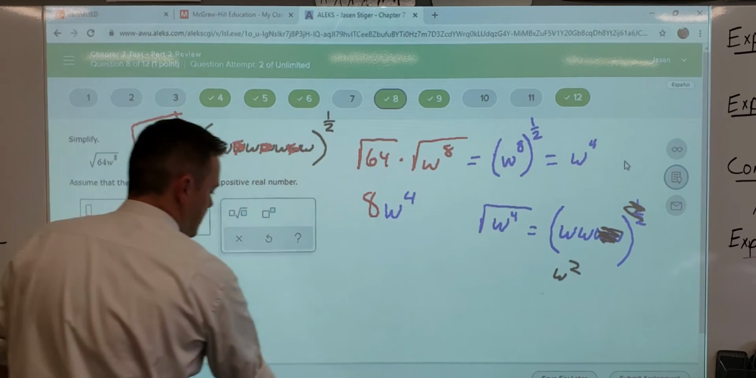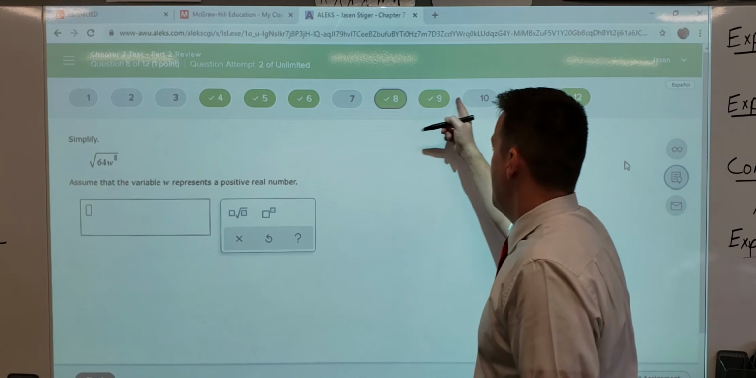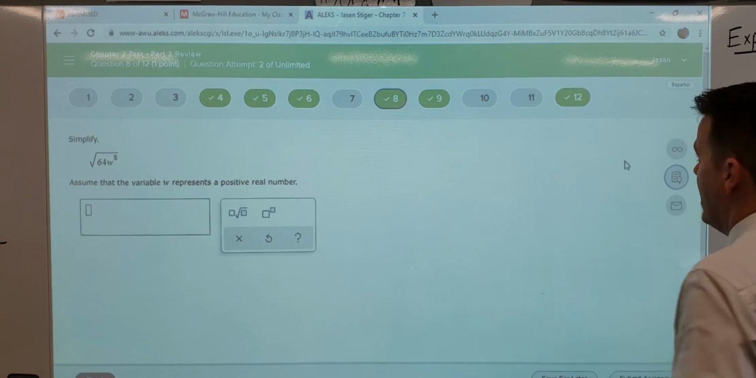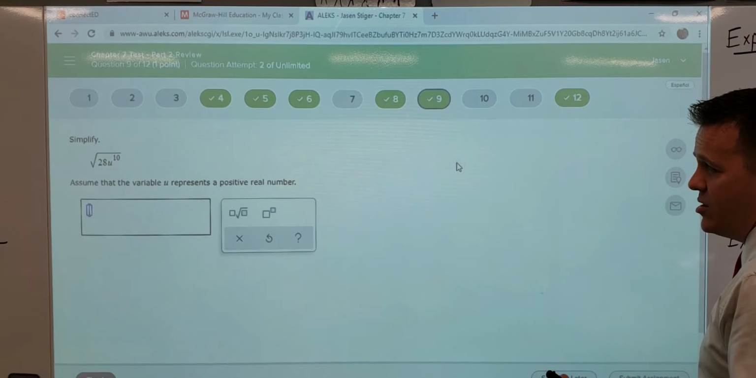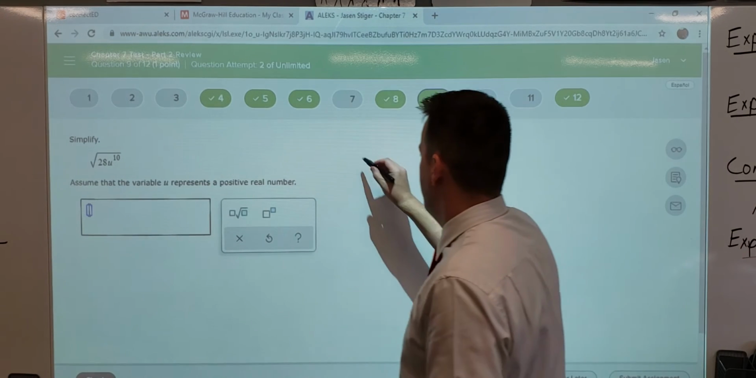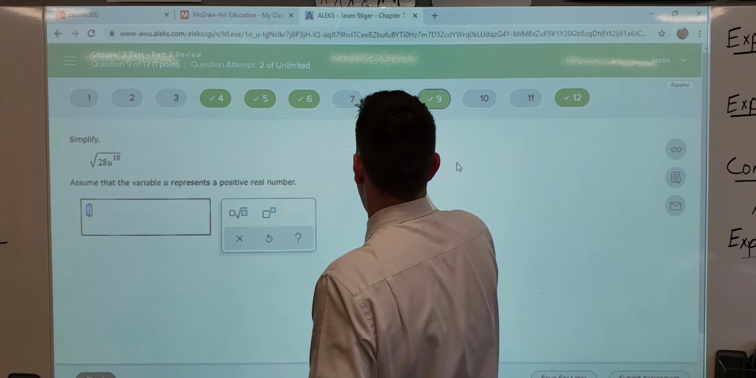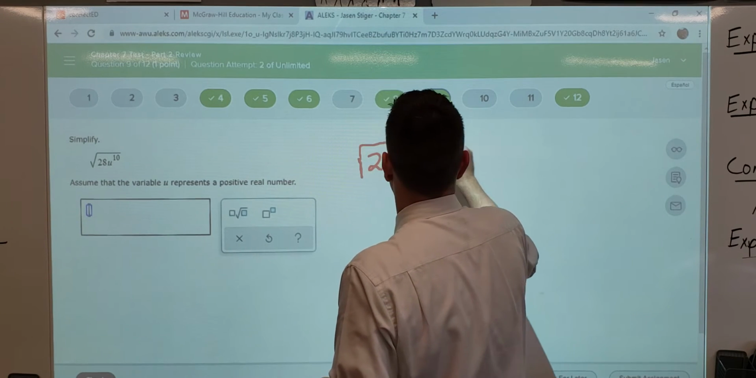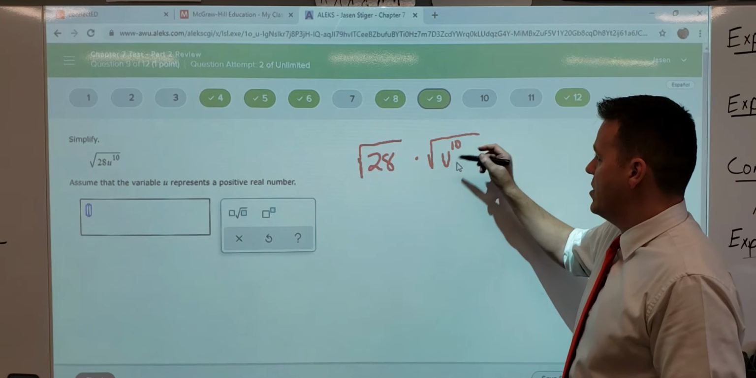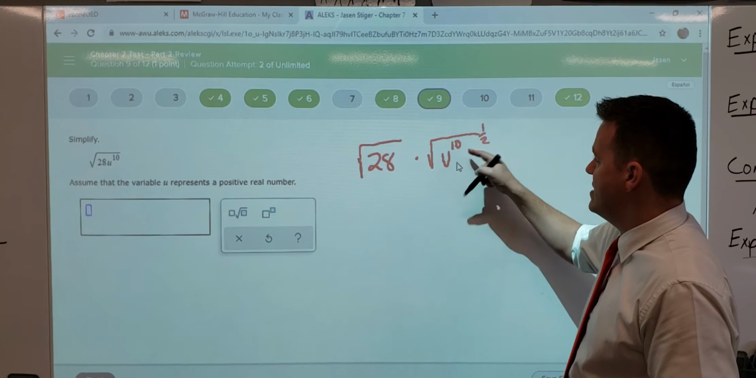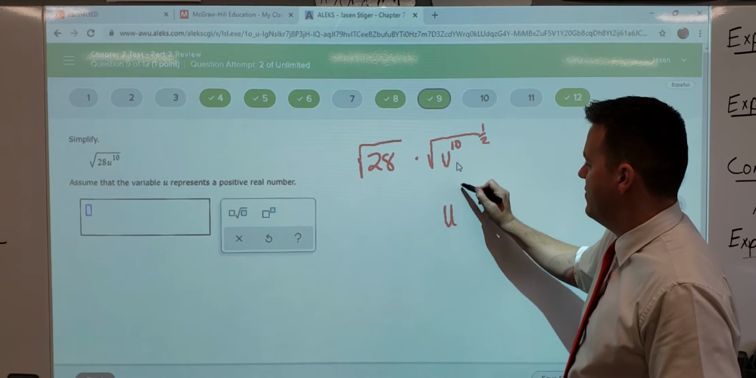Let's keep going. All right, number 9 real quick. We'll do 9. I think I'll do 9. 9's kind of simple. All right, now 9, usually we'll go with the number's the same, but the variable out front, square root of 28, times u to the 10, okay? If I have u to the 10, remember, what is half of this? So half of 10 would be u to the 5th.